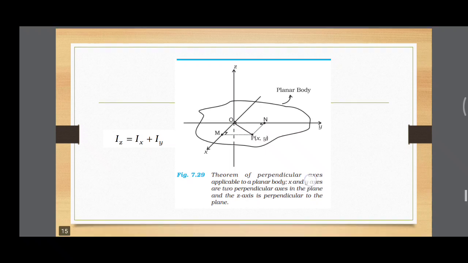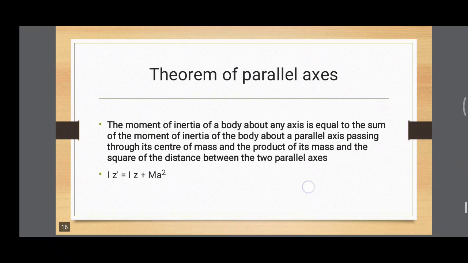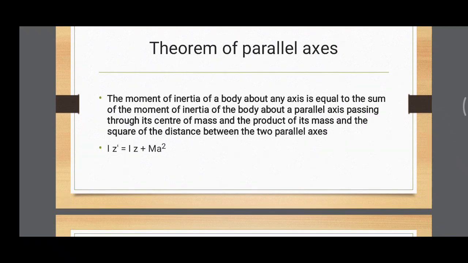Okay. Now come to the parallel axis theorem. The theorem is that the moment of inertia of a body about any axis is equal to the sum of the moment of inertia of the body about a parallel axis passing through its center of mass and the product of its mass and the square of the distance between the two parallel axes.